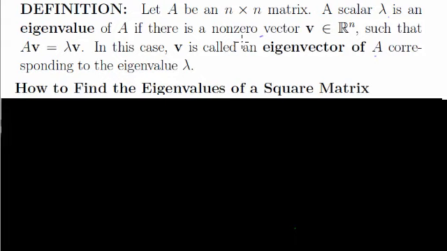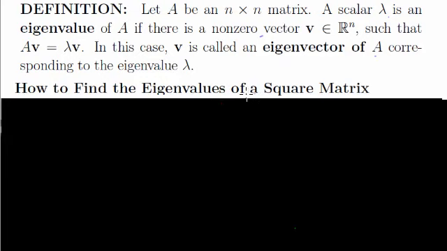Now it's important to specify that this V must be a non-zero vector. Otherwise, if we allow V to be the zero vector, well, since A times the zero vector is lambda times the zero vector for all scalar numbers lambda, that would mean that every real number would be an eigenvalue of A. Well, that's not what we want. So we must specify that V is a non-zero vector of Rn.